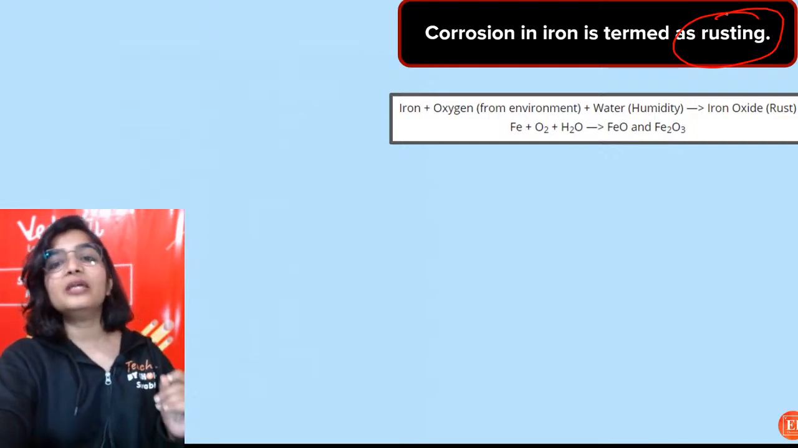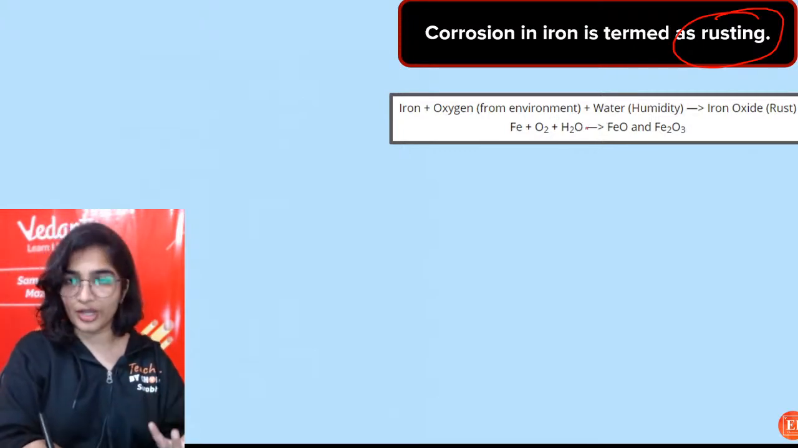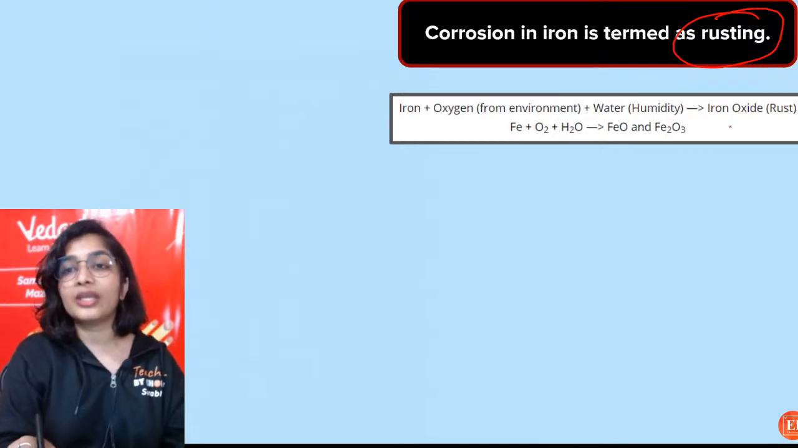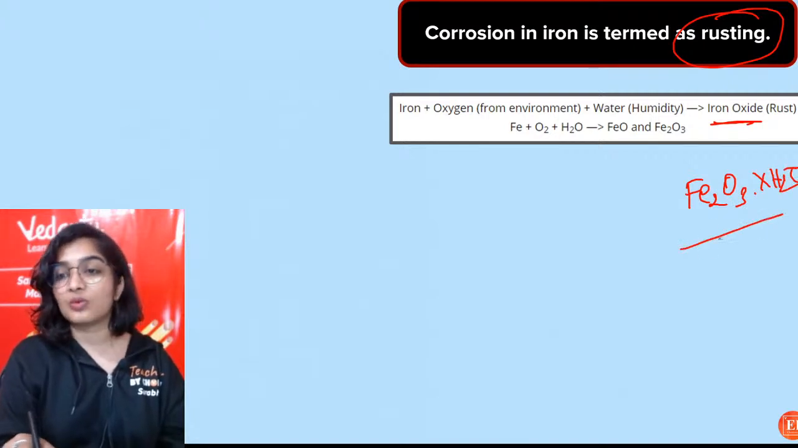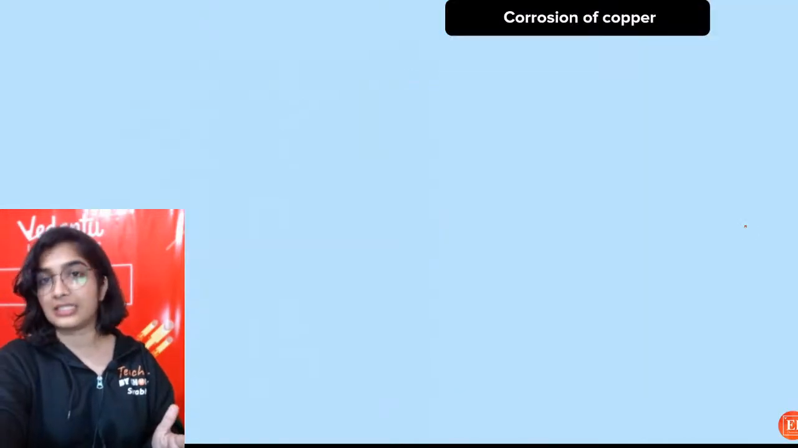Okay, so iron plus oxygen, which is in the atmosphere, plus water, that is moisture, undergoes the oxidation reaction to form Fe2O3.xH2O. This is what is rust. And this reaction is what is called rusting.